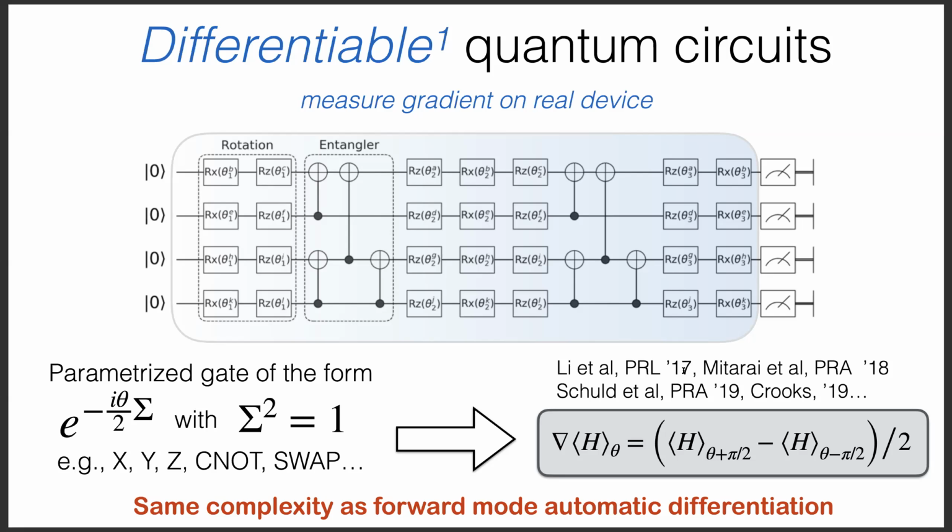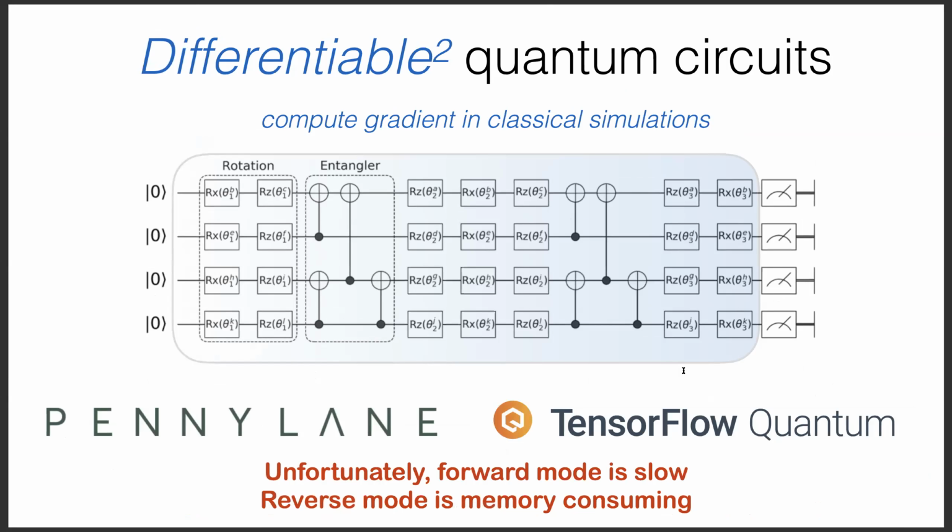But I just want to point out, at the moment, this way of obtaining gradient on a quantum circuit has the same complexity as forward mode automatic differentiation. So in that sense, it's not so efficient. But nevertheless, this is already the best people can do on an actual quantum device. So I want to spend more time talking about a second meaning of differentiable quantum circuit.